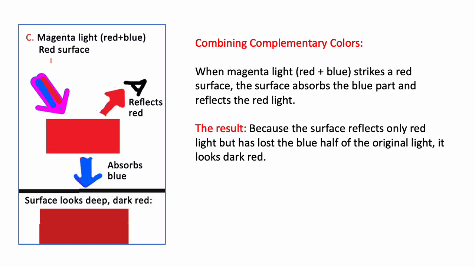What happens when a magenta-colored light hits a red surface? Magenta is made up of red and blue. So the red surface reflects the red light and absorbs the blue light. And the result is that only red is reflected to the eye, but the blue rays have been lost. So the result is a dark red.